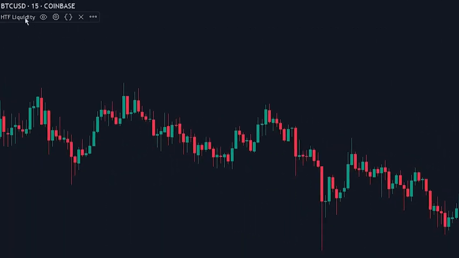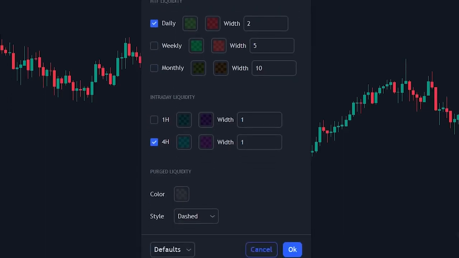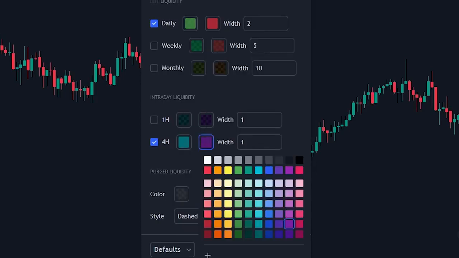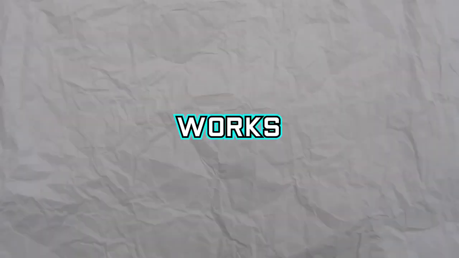Now head over to the indicator settings. Since we will be looking for short to mid-term liquidity levels, we will be selecting only the daily and the 4-hour levels. Finally, to make the indicator more visible, we will be changing the opacity of the levels. That was all that we needed to do. Before we start using the indicator, let's first understand how the indicator works.